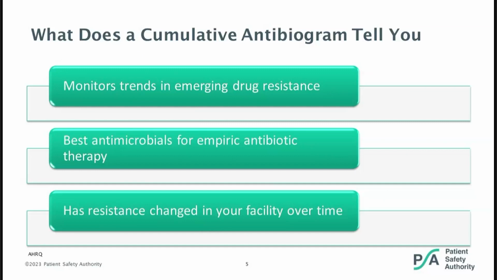So what does a cumulative antibiogram show you or tell you? It monitors trends in emergent drug resistance within your facility or maybe your local healthcare system. It enables you to determine what are the best antimicrobials for empiric antibiotic therapy. And then you can measure resistance changes over time in your organization.